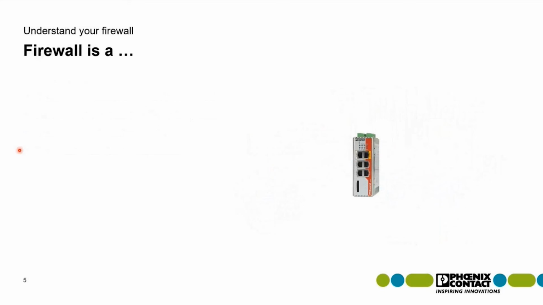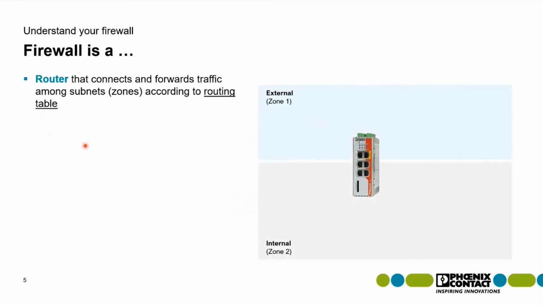Let's start. Okay, so firewalls nowadays are very powerful. If we understand them correctly and use them in the right way, it's a great help. Otherwise, it can be a nightmare. So basically, a firewall is actually a router that can connect subnets, maybe we say external subnet, internal subnet, or zone 1 or zone 2. And the router can forward the traffic among them according to a routing table.